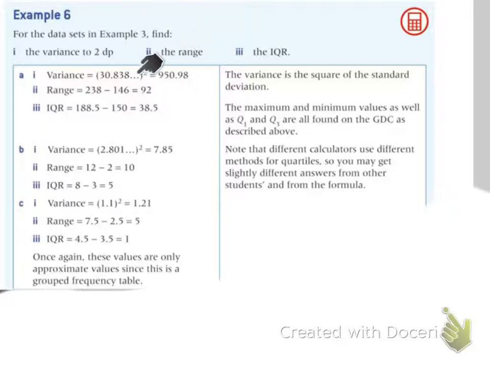They want to know the range. They took the top number minus the bottom number, got 92, and then the interquartile range. On your calculator, 188 was the upper median and 150 was the lower median. Subtract them, you have it. And they did that for all 3 problems. Again, I don't think this is going to be very much of a struggle because you're going to put the data on your calculator and it gives you everything you need.